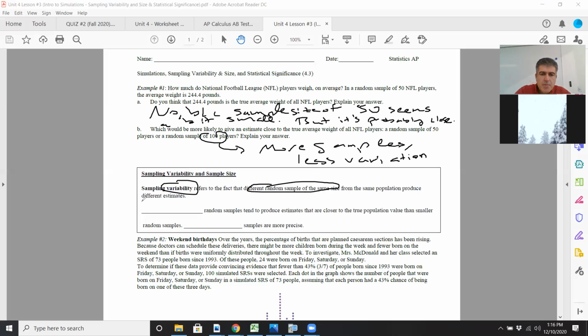So larger random samples tend to produce estimates that are closer to the true population value than smaller random samples. Large samples are more precise.